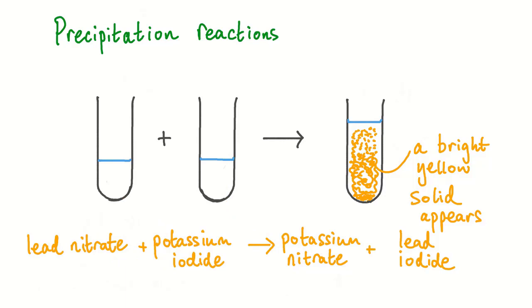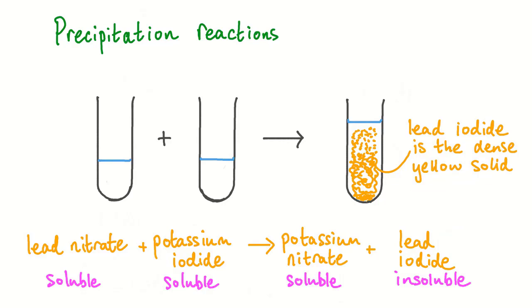Lead nitrate and potassium iodide are ionic compounds, and when dissolved, the ions are free to move around and interact with each other. A double decomposition reaction takes place here, and the ions swap over. The two products formed are potassium nitrate and lead iodide. Lead iodide does not dissolve in water. It has very limited solubility, and it's responsible for the dense yellow solid observed in this reaction.